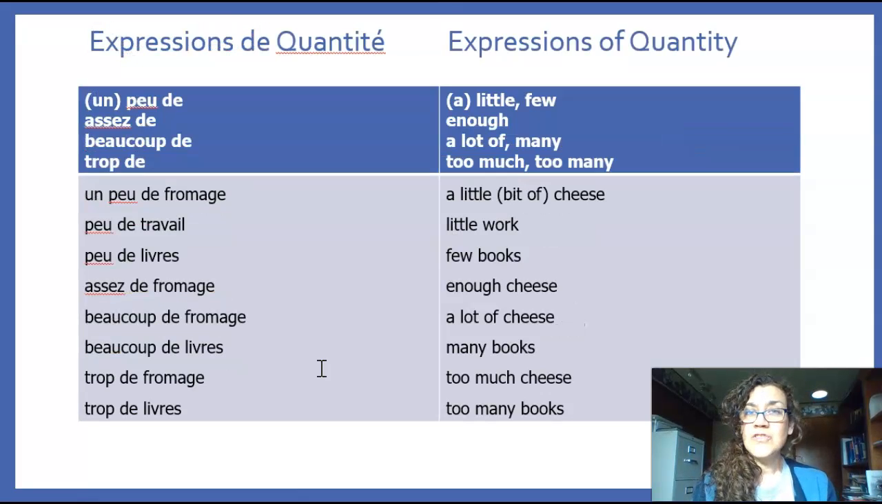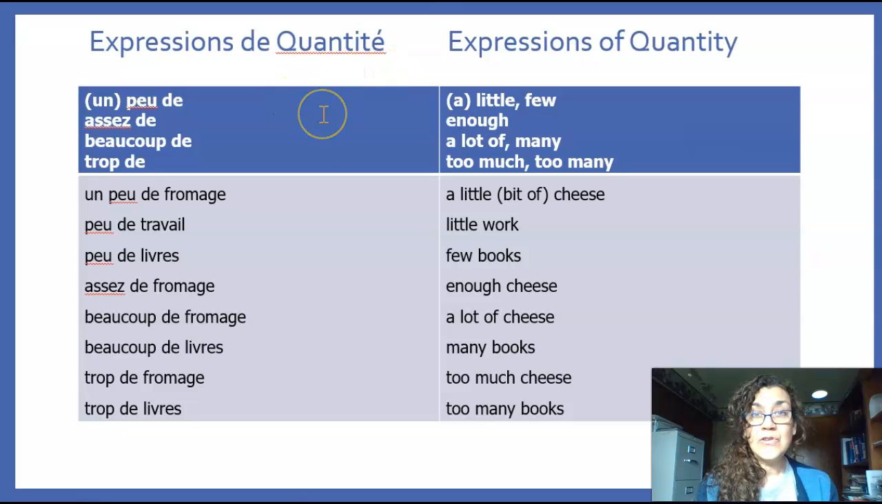Okay, on to some expressions of quantity. Expression de quantité. Okay, so in the blue box at the top, we have the expressions and what they mean, and then in the gray box below, we have some examples. Okay, so first we have un peu de, or just peu de. Sometimes we use the word un, sometimes not. Un peu de means a little or few. If you don't use the word un, just say peu de, then it just means little.